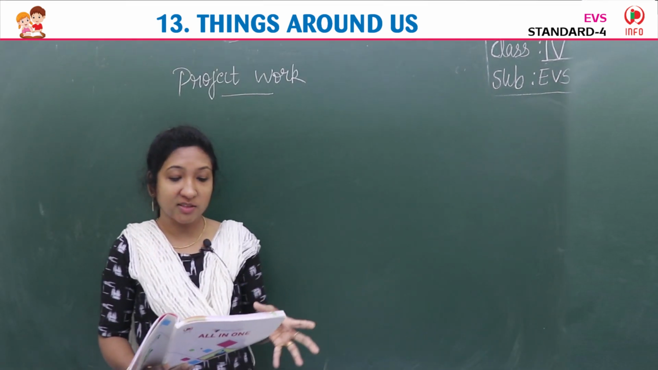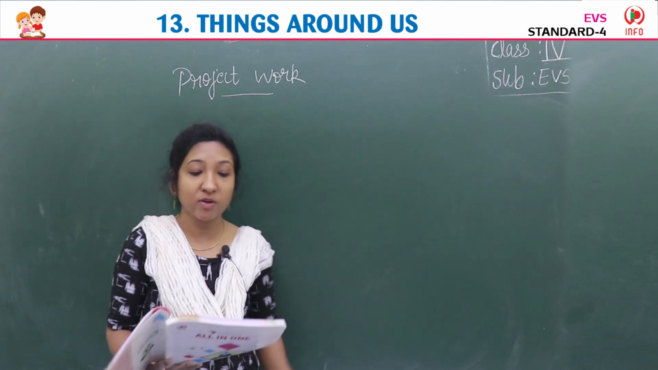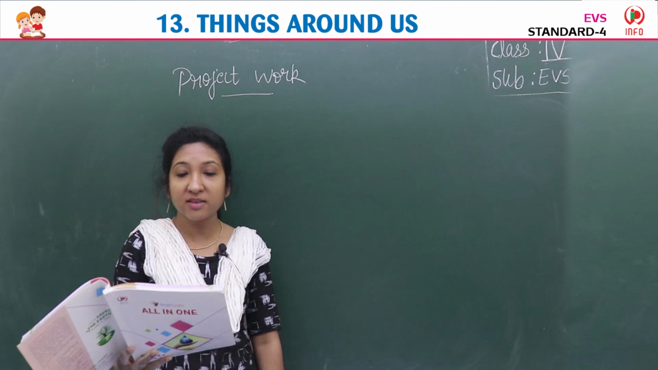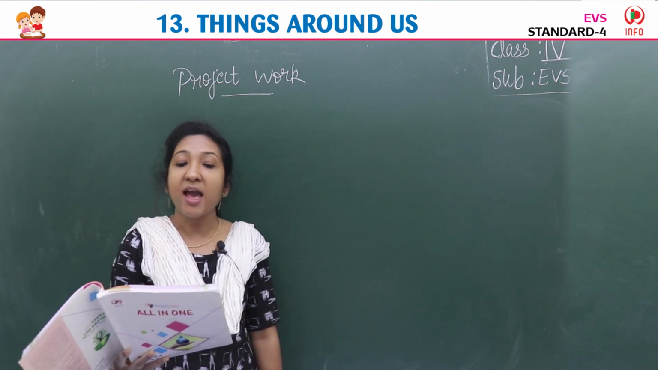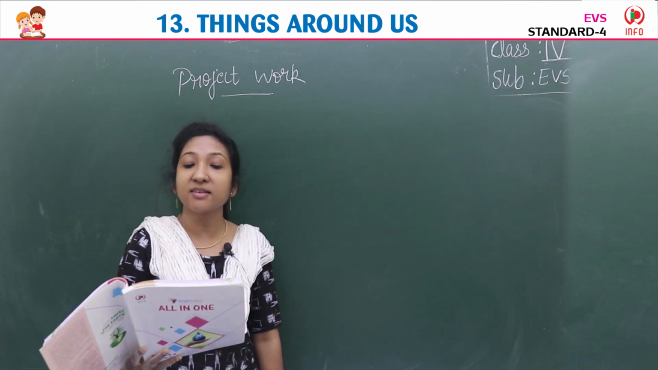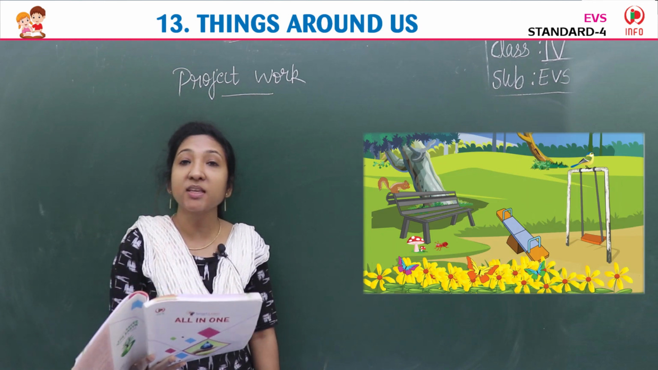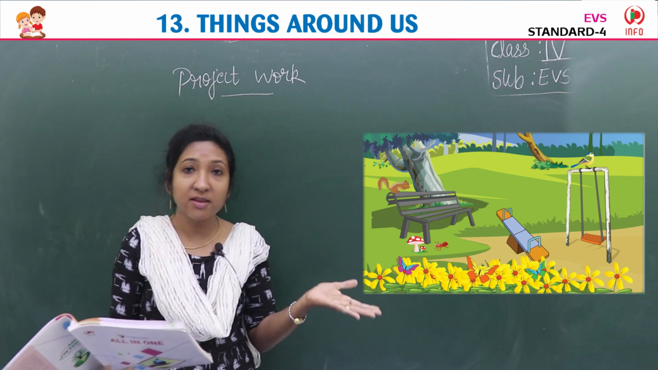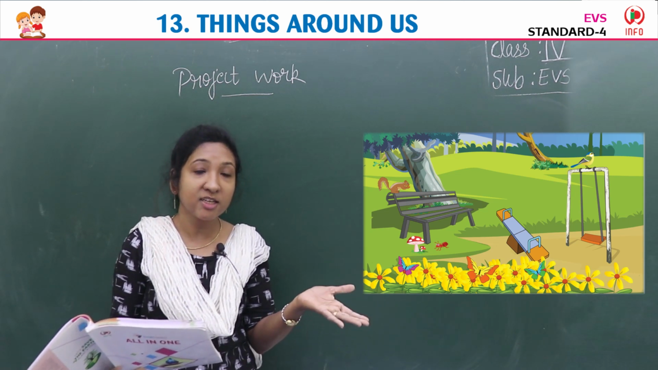So our last exercise, or we say project work. The project work, page number 108, project work is given. Let's see what is that. Identify different living things in this picture and write the names in given blanks. So you have to identify the living things in the picture given. See the picture given here in the textbook.